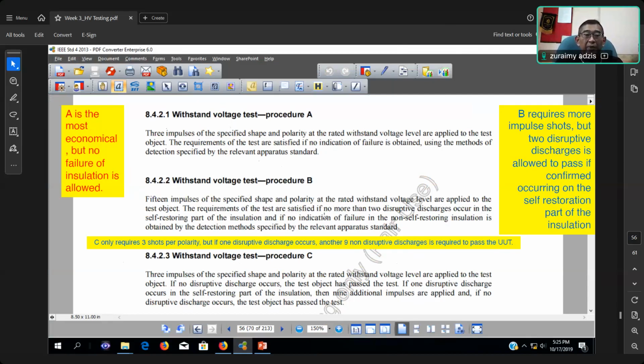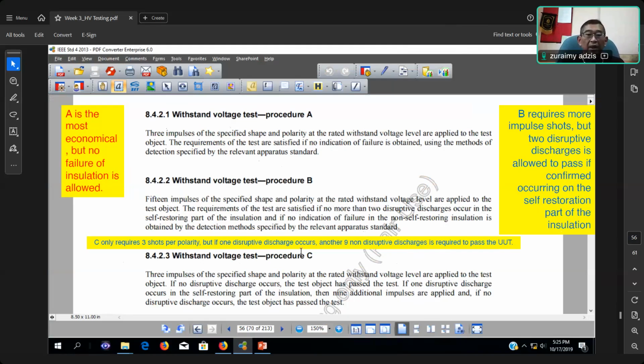That is procedure B. B requires more impulse shots: here it is 15 shots, positive and negative, which means 30 shots. But 2 disruptive discharges are allowed to pass if confirmed to occur on the self-restoring part of the insulation. If it's the air that discharges, then when you don't apply the impulse, it is restorable. Insulation is good again.